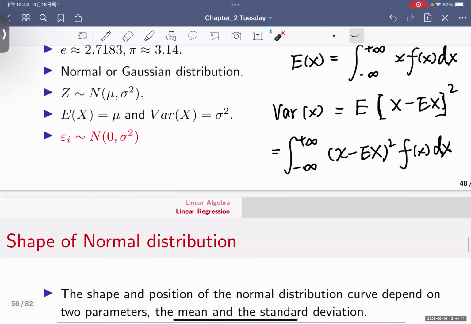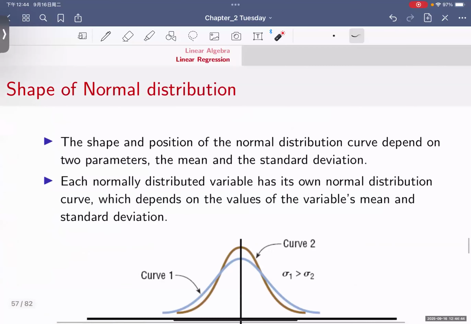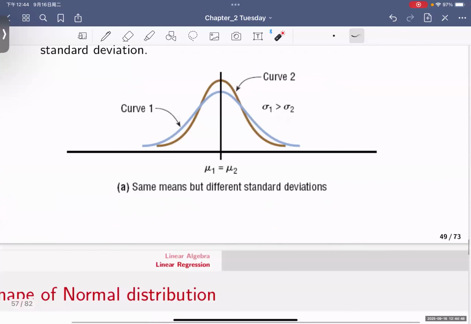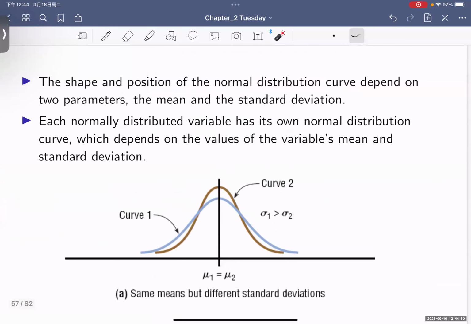For the normal distribution, here I left some reference for you to show how mu and sigma play a role. Maybe we just take one as an example. The mu here corresponds to where the peak of this curve is. So here it stands for the peak part.